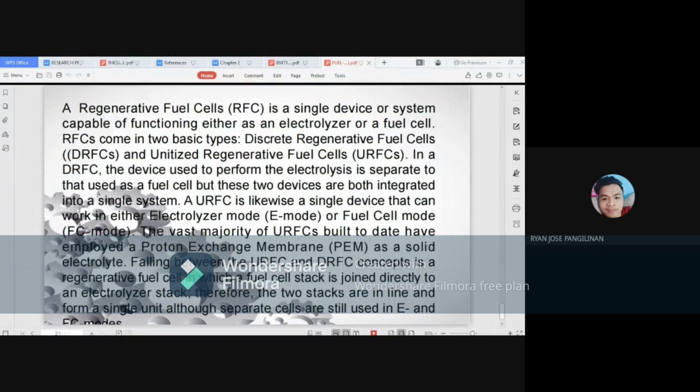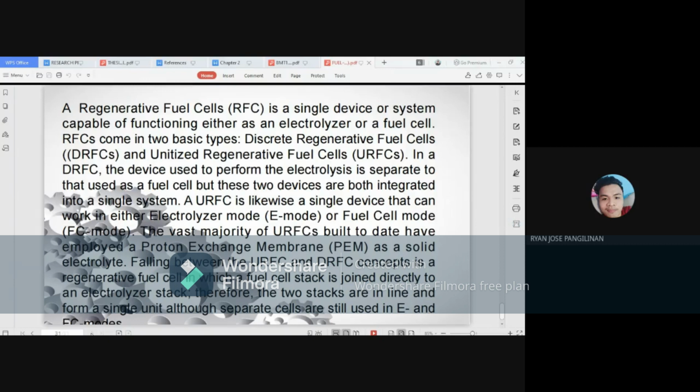So the next is the regenerative fuel cells, which is a single device or system capable of functioning either as an electrolyzer or fuel cell. RFCs come in two basic types. These are the discrete regenerative fuel cells or DRFCs and unitized regenerative fuel cells or URFCs. In a DRFC, the device used to perform the electrolysis is separate to that used as a fuel cell, but these two devices are both integrated into a single system.